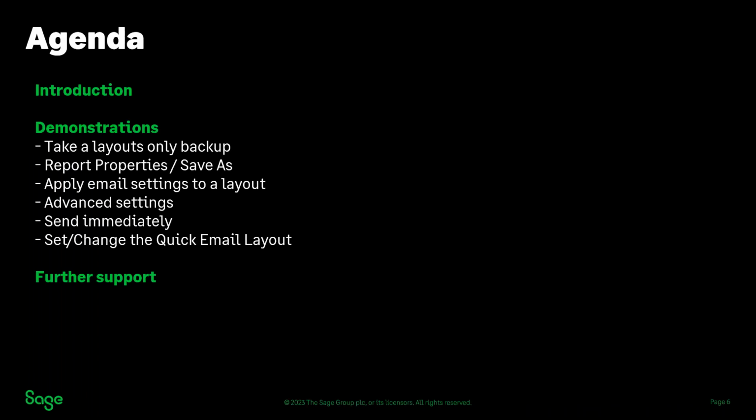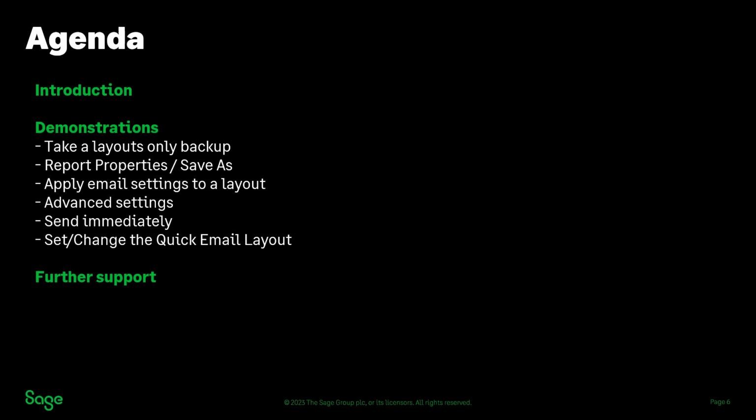Now, this is what we're going to be covering in this session today. We're going to start with a little bit of background, almost a recap of what we covered previously, and then we're going to run through a series of demonstrations. We're going to look at taking a layouts only backup. We're going to look at the report properties and saving your layout if it's just a standard one that you're amending. We're going to look at applying email settings to a layout, give you an idea of what options you've got. And we're going to do this from within the report designer aspect of the software today.